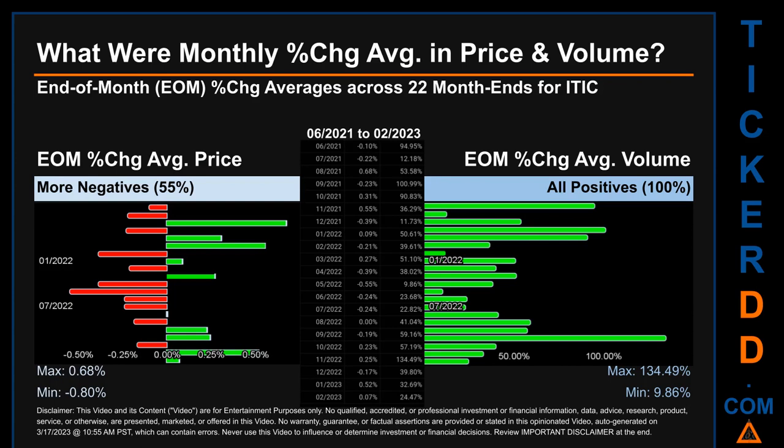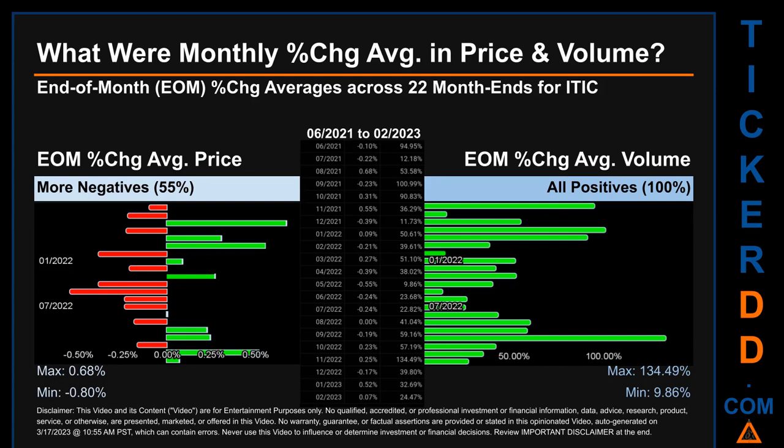What were end-of-month percentage change averages in price and volume for ITIC? The monthly average of percentage change in price and in volume were calculated for each of the 22 month ends. That calculation took daily percentage changes and averaged them for each given month. If a month end came out negative, then it means that the month summarily saw a negative change.